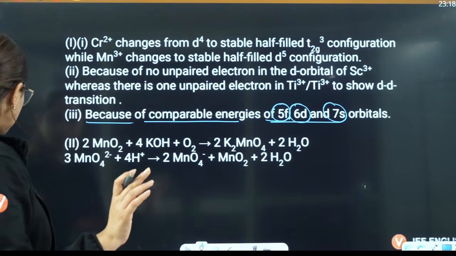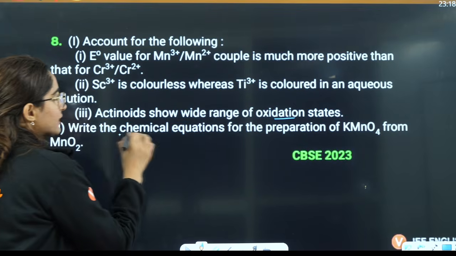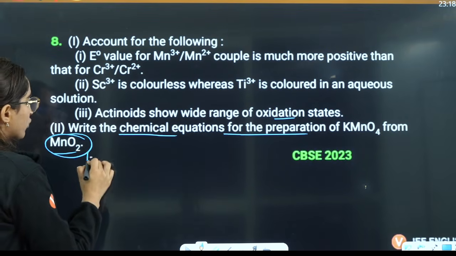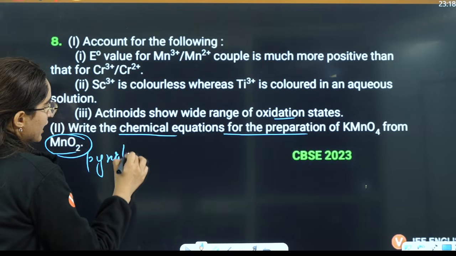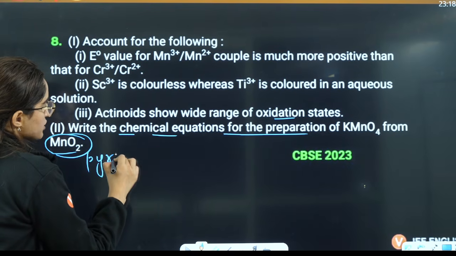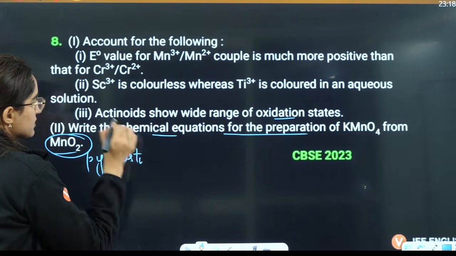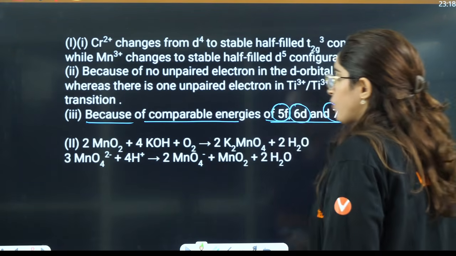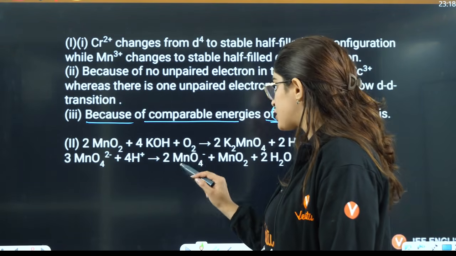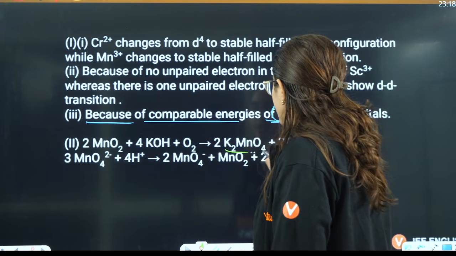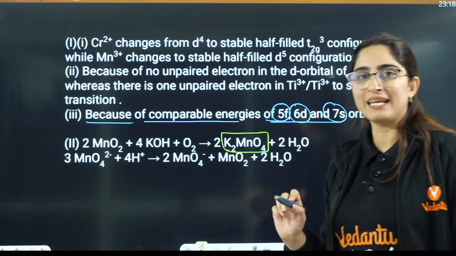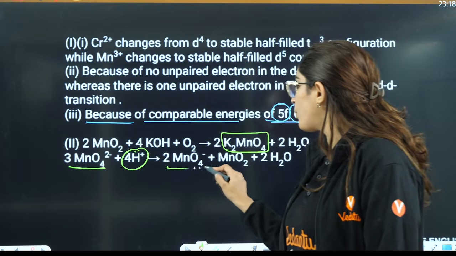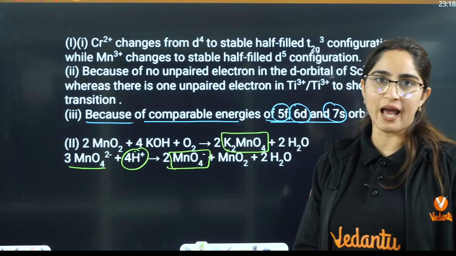Then next is, write the chemical equation for the preparation of KMnO4 from pyrolusite ore. For MnO2, you have KOH. Add KOH and it gets converted into manganate. Then manganate in acidic medium is converted to permanganate ion.